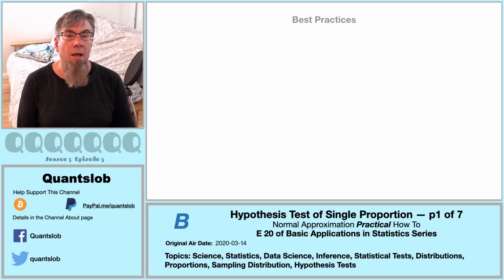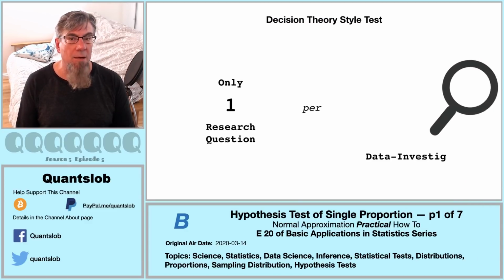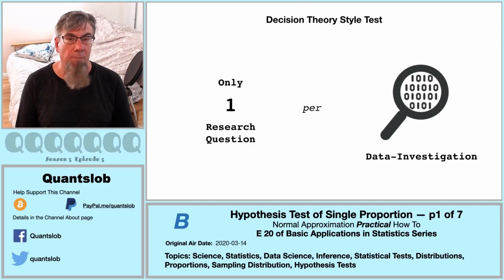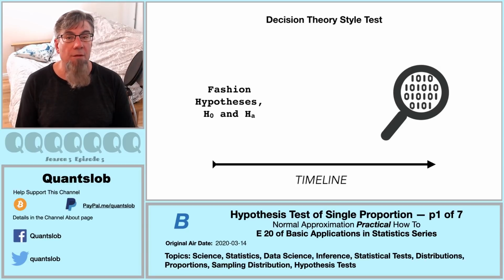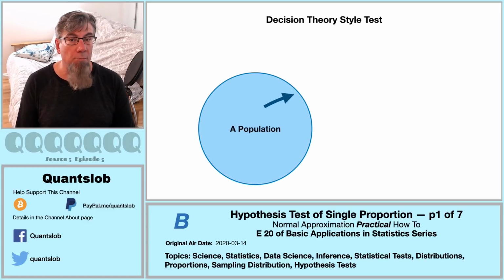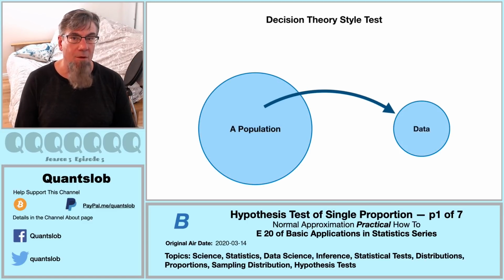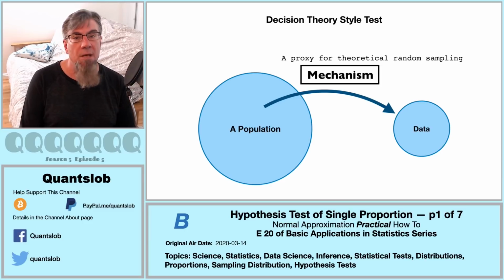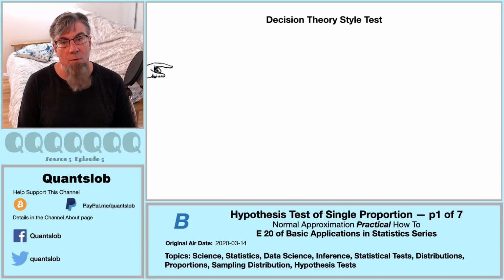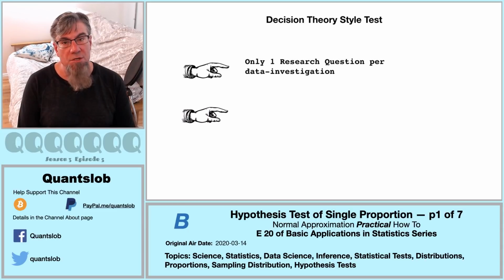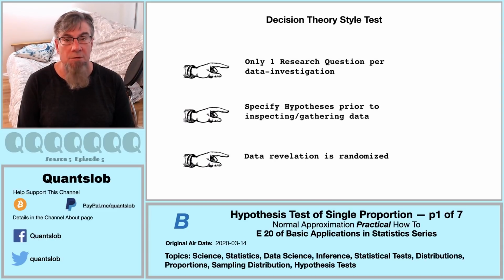First off, for any given investigation, we are allowed only a single research question, that is, a single null and alternative hypothesis pair. Our hypotheses are fashioned before we look at the data, or even better, before the data is gathered. The mechanism that has produced or will produce our sample can be thought of as a proxy for theoretical random sampling. Now, we may hear these themes recited in different ways depending on with whom we are talking and their degree of zeal for a particular area of application.